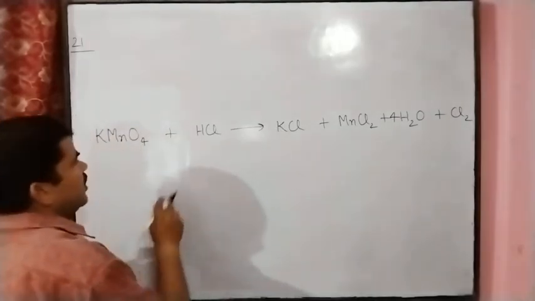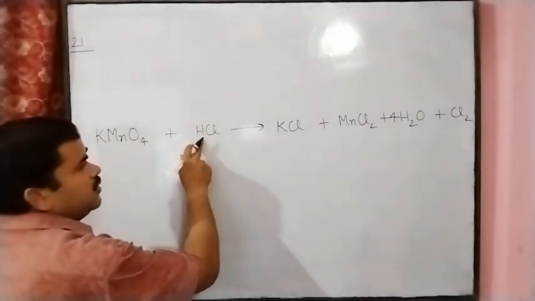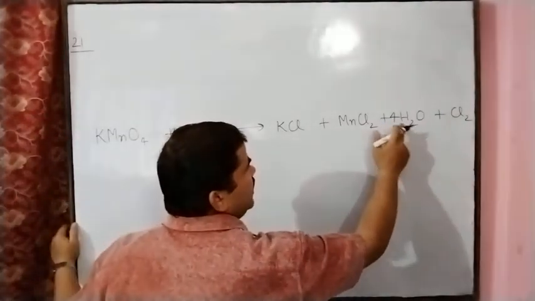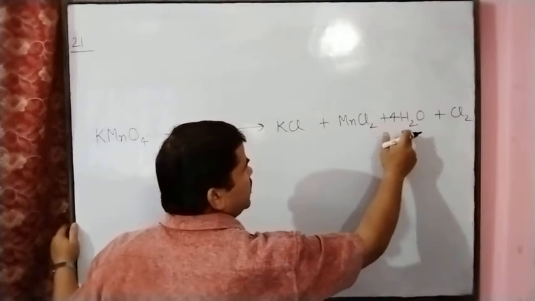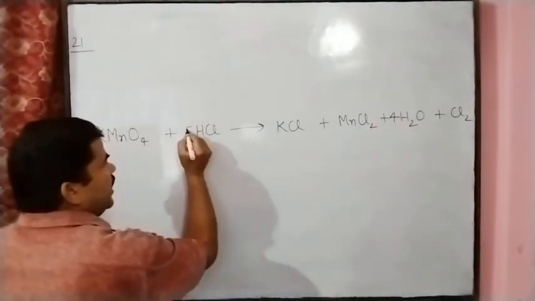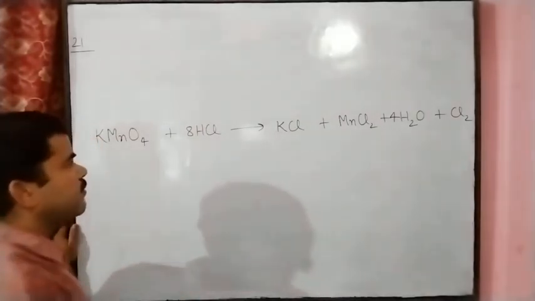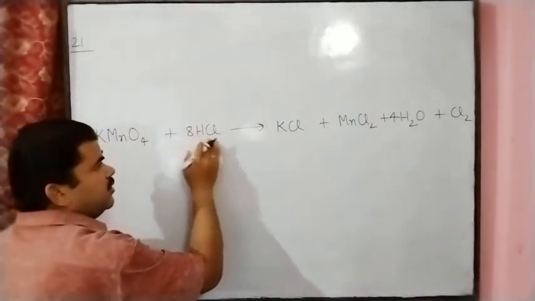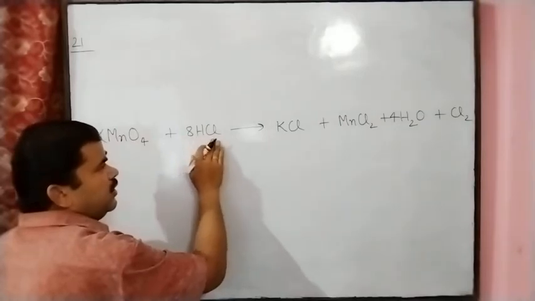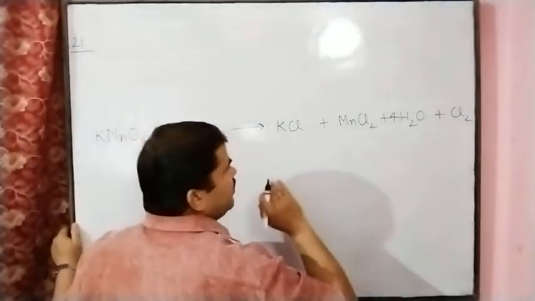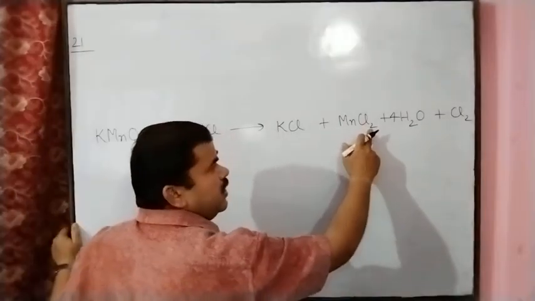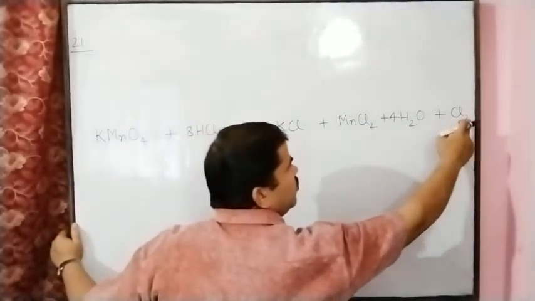Oxygen is balanced, then hydrogen only 1. So here we can see 8 hydrogen, so we can write here 8 hydrogen balanced. Then chlorine. Here on the reactant side chlorine is 8, and on the product side we will see 2 chlorine and here 2 more.